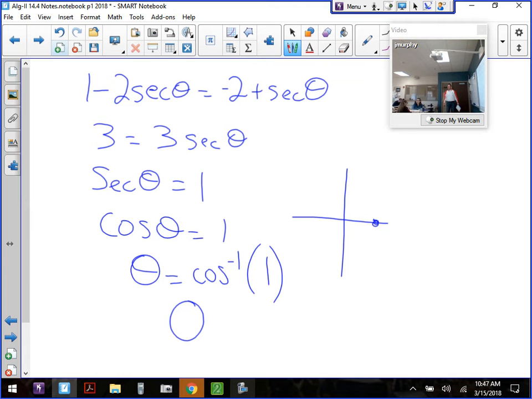What's that? This is asking you what angle has a cosine value of 1. Cosine is your x-coordinate. The only place on the circle where the x-coordinate is 1 is that point. Okay.